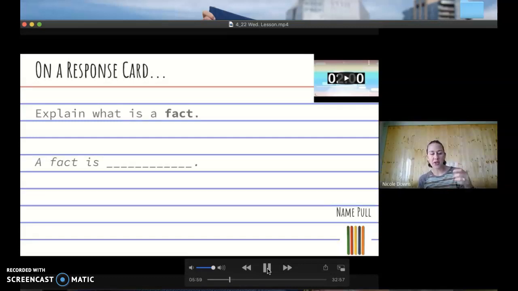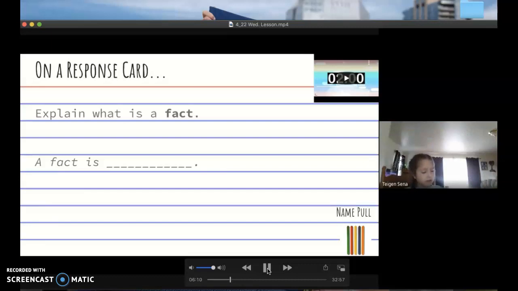I like the way you said it. You're right. A fact is true. Tegan, what did you say? What is a fact to you? What do you think a fact is? Please let us know. I think a fact is something that was history, and then someone tells you it, like in a museum.